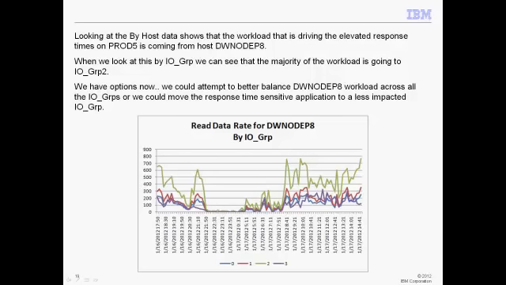So what's happening here is the additional workload DW node P8 is putting on I/O group 2 is stressing the I/O group to the point where other volumes on I/O group 2 are being impacted.